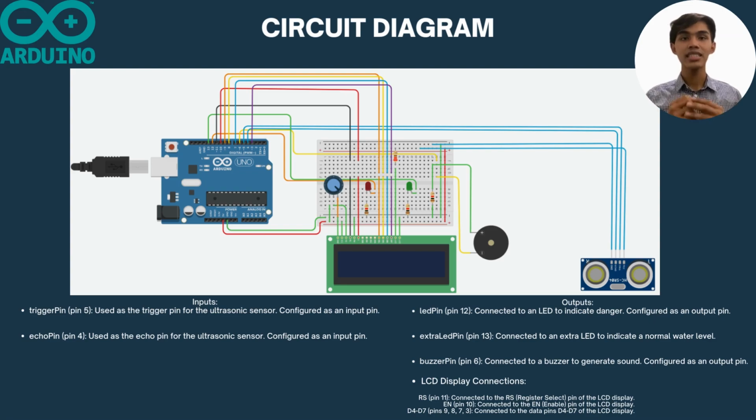As for the LCD display, as it will indicate the distance from the sensor to the water, we connected to pin 11, which is connected to the RS, the register select pin. And also at pin 10, we connected to the enable pin. And lastly, at pins 9, 8, 7 and 3, we connected to the data pins of the LCD display.